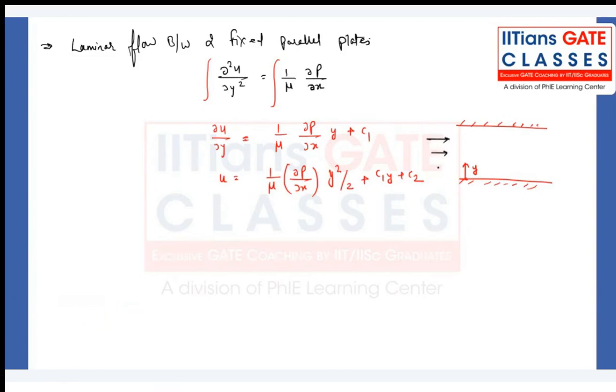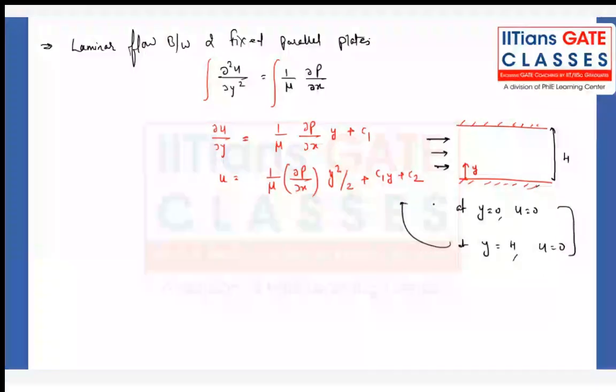Now here, when the flow is happening between the two fixed parallel plates, we have the boundary condition that at y equal to 0, u is equal to 0 because of the no slip condition, right? At again y equal to h, capital H, we have u is equal to 0. Now while putting these two boundary conditions, what are the C1 and C2 values you are getting? Tell me.